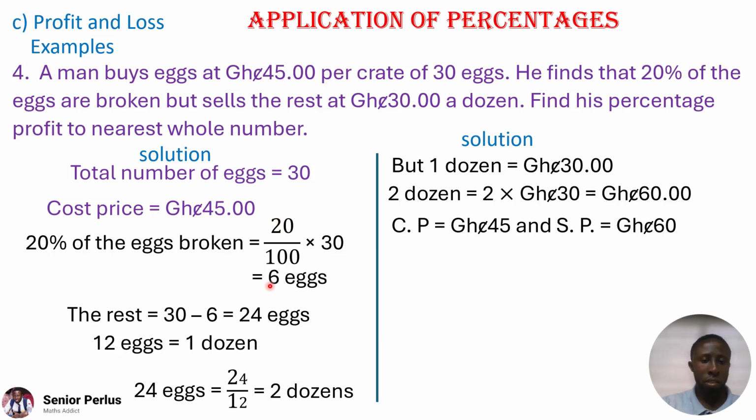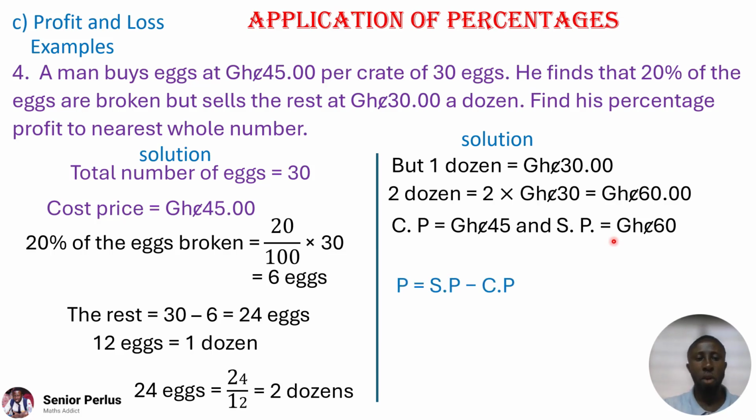So for us to know the rest, we subtract the broken ones from the 30, then we have 24 eggs. So the rest is 30 cedi a dozen, and we know that 1 dozen is 12 eggs. So 24 will be how many dozen? It will be 2 dozen. That's what we have done here. And 2 dozen will be 60 Ghana cedi. So therefore our selling price is 60 Ghana cedi.